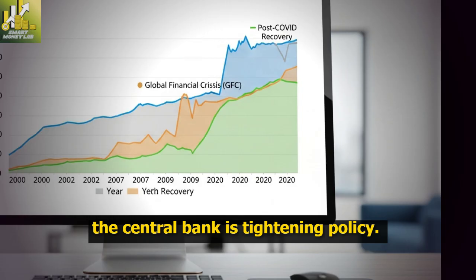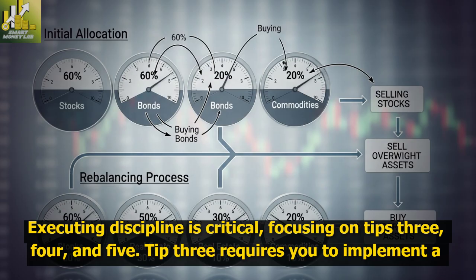Executing discipline is critical, focusing on tips 3, 4, and 5. Tip 3 requires you to implement a rigid portfolio rebalancing schedule. Quarterly or annually is typical.